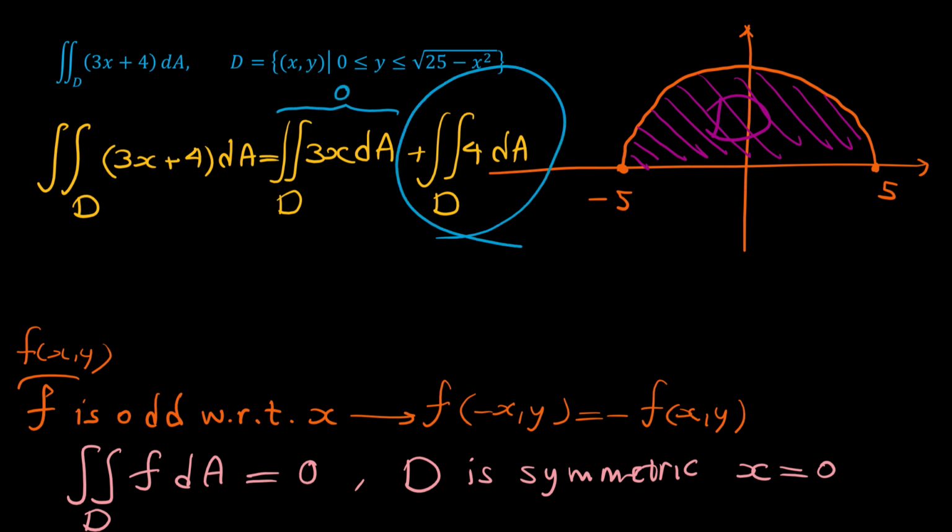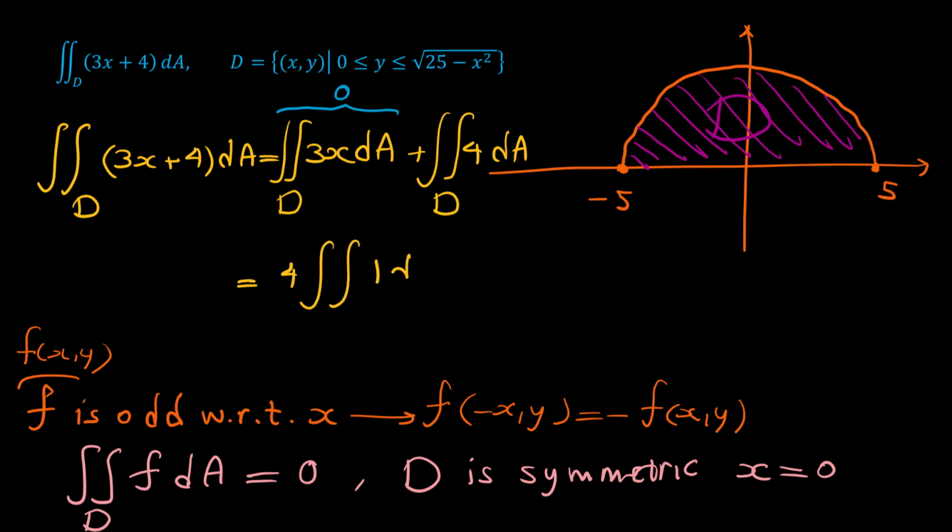But what about this? Here we have a 4, which is a constant, and because it's a constant we can move this 4 to the outside of the double integral. So far we have this equals 4 times the double integral of 1 dA, or dA simply.